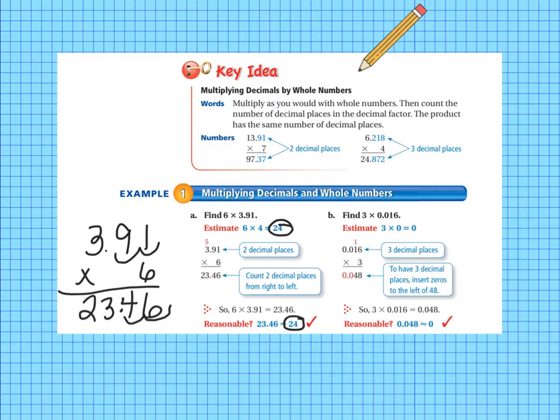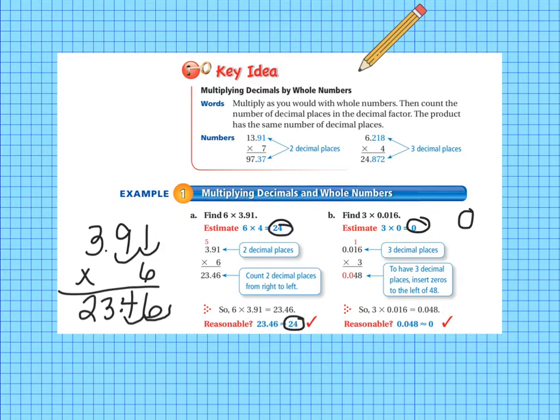Now, it's always a good idea when you're multiplying a decimal by a whole number to put the whole number on the bottom and the decimal on the top. Remember, your commutative property of multiplication lets you multiply in any order. So you're going to estimate 3 times 0.016. 3 times 0 is 0. Now, obviously, you're not going to have 0, but you're going to have something very small. So we multiply, and we get 0.048.